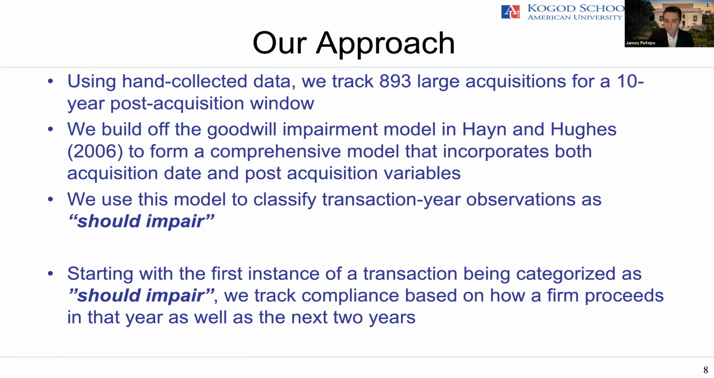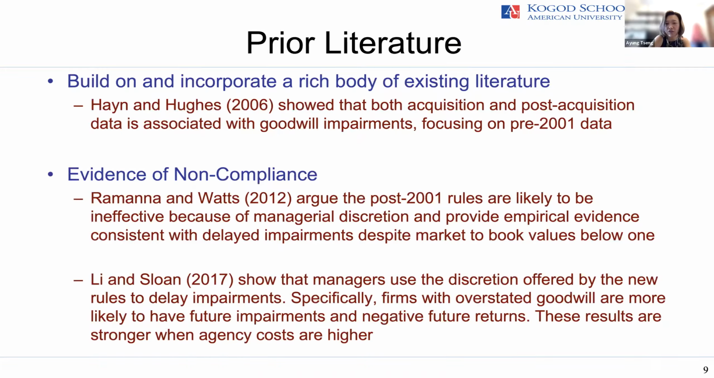So James, will you talk about how you actually end up with 893 acquisitions and how many unique or distinct firms are represented by those acquisitions?